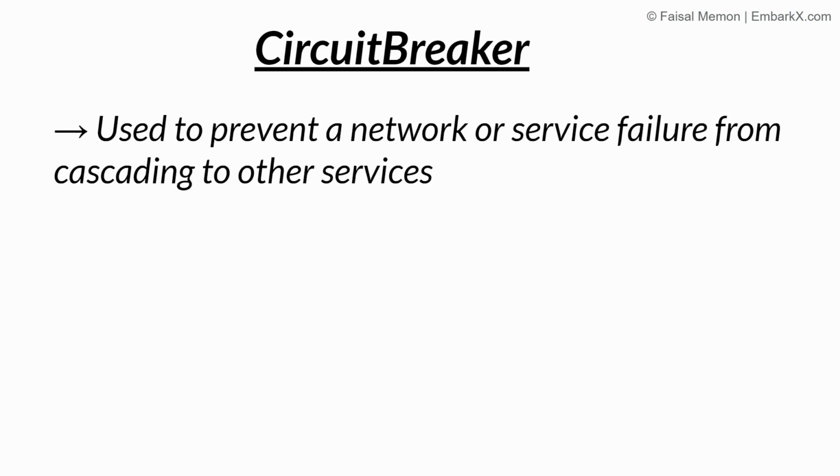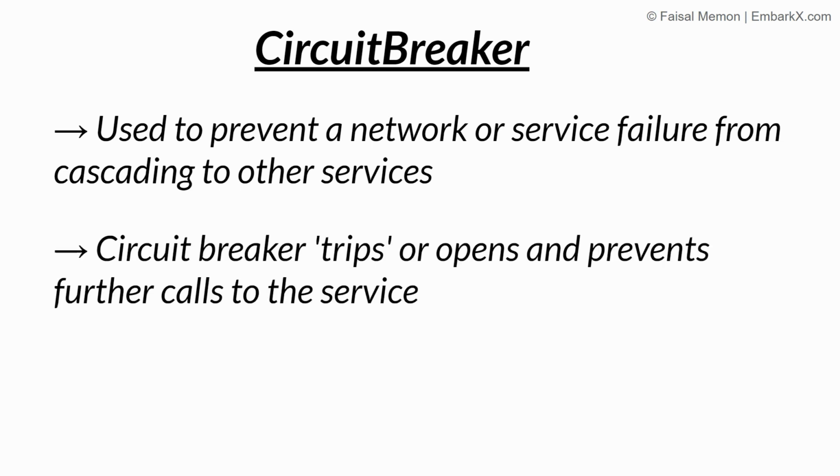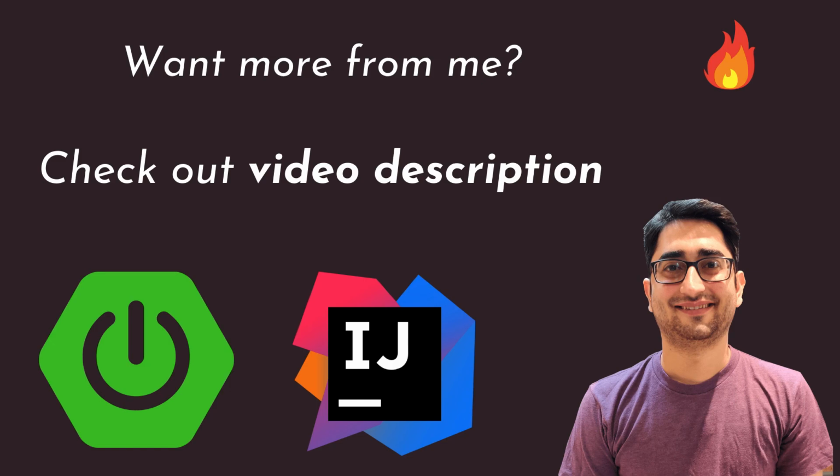Then you have circuit breaker module. Now this module is used to prevent a network or a service failure from cascading to other services. So this way you can add resilience to your network. If a circuit breaker trips or opens, then this particular module prevents the further call to that particular service. And ultimately it makes your architecture fault tolerant. So this is about Resilience4J, their modules, and some of the techniques that we have learned in this lecture.